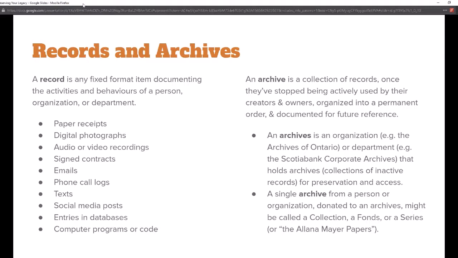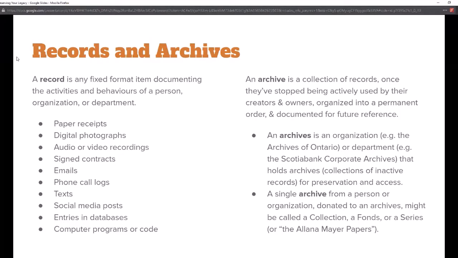So a single archive is a collection. We might call it a series of papers, or we might call it a fond, which is a very technical term. If I say archives plural, there's a good chance I'm talking about an institution that collects archives. So an archives collects archives, which are records. I hope that's not too confusing. So archives would be organizations like the Archives of Ontario, or they might be departments specifically in corporate or in municipal places like the Scotiabank archives that hold those collections.